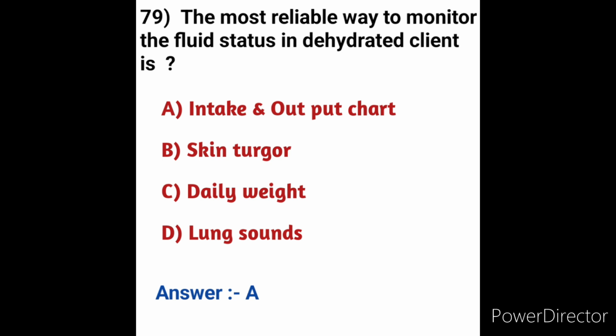So the first and foremost thing is to strictly maintain the IO chart, the intake and output chart, the main goal of the nurse. To maintain an IO chart is the correct answer here. Next we will move on to question number 80.